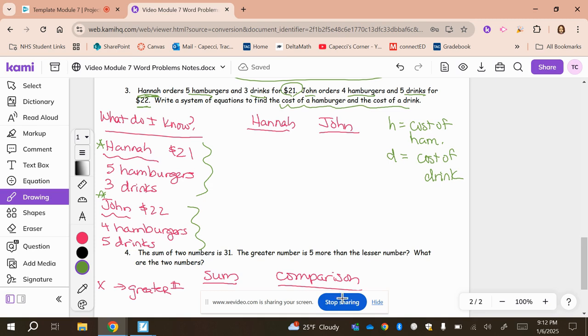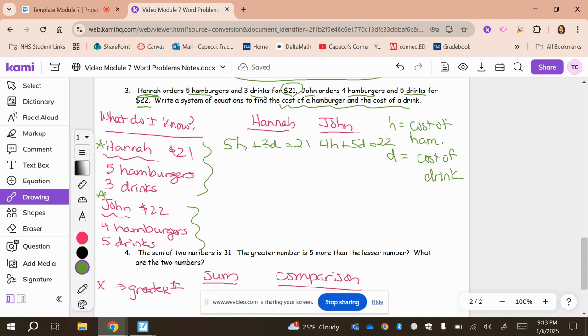So with Hannah, 5 hamburgers she purchased times whatever the cost of the hamburger is, plus 3 times whatever the drink costs, and she spent a total of $21. Now let's look at John. 4 hamburgers times whatever they're worth, and then 5 drinks times whatever they're going to cost us, and then 22. That's how much he spent, $22.